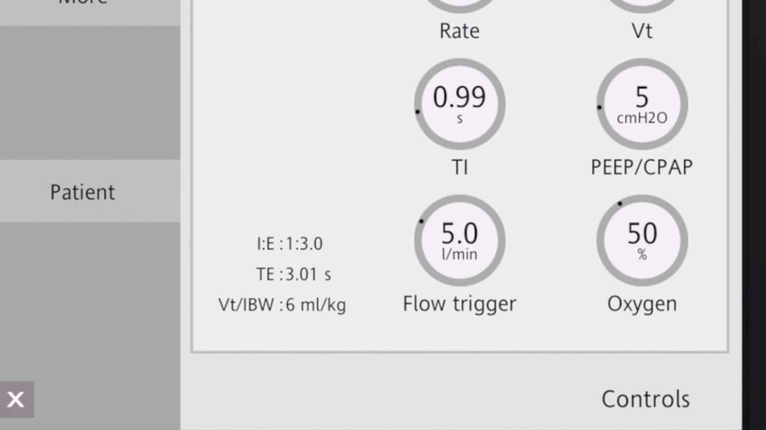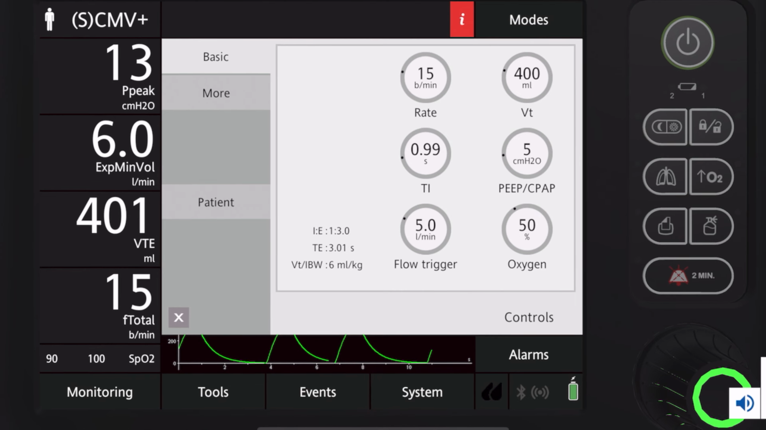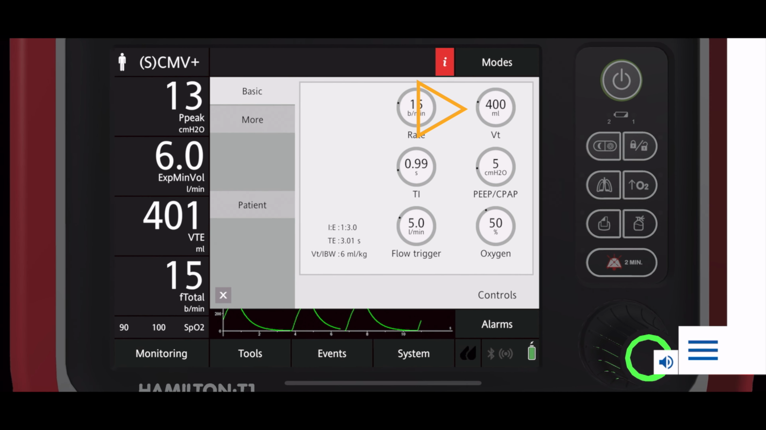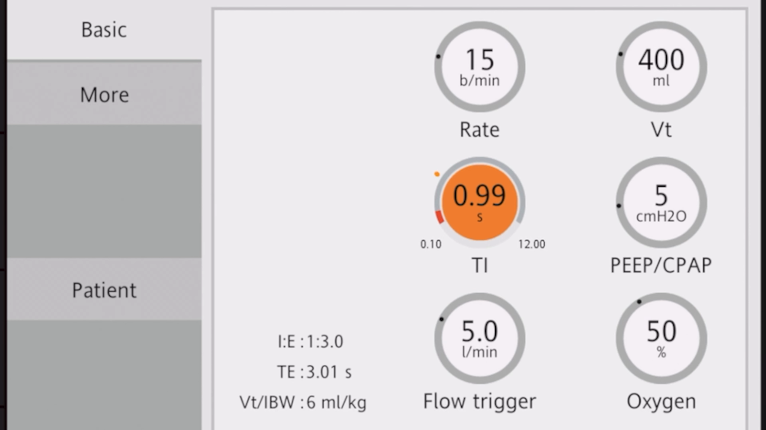With these settings, the patient gets the complete breath in 1 second and has 3 seconds to exhale the tidal volume of 400 milliliters during the breath cycle before the next breath is time triggered. If I lengthen the inspiratory time, in this case to 1.35 seconds, you can see that the inspiratory to expiratory ratio changes to 1:2, and the time available for exhalation shortens to about 2.5 seconds to compensate for the longer inspiratory time.